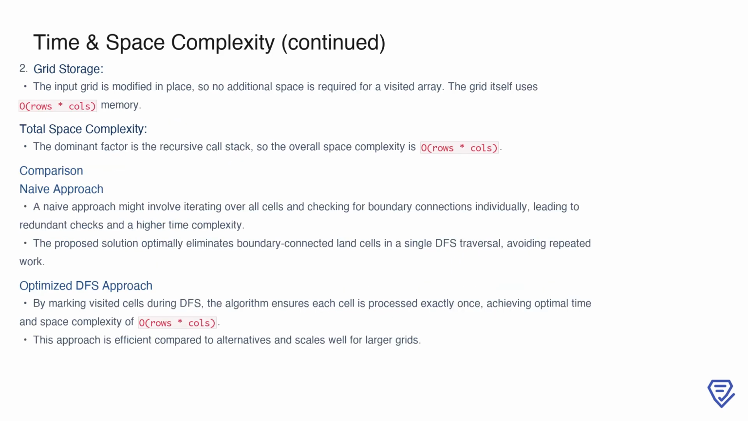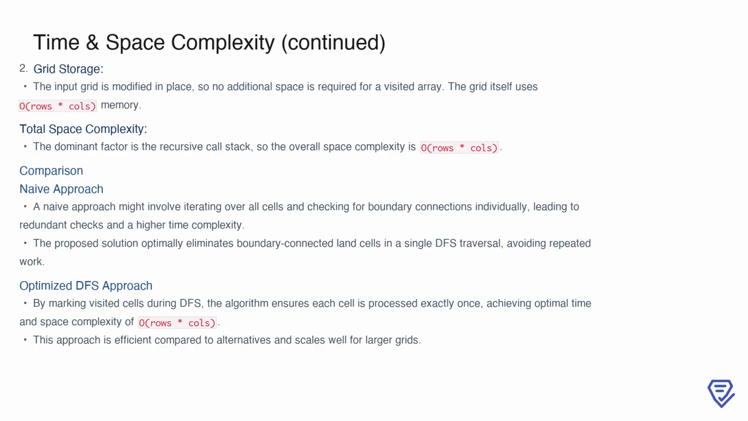Another aspect of space complexity is the grid storage itself. The input grid is modified directly during the DFS traversal, so no additional memory is allocated for a separate visited array. This means the space required for the grid is simply O(rows * cols), which is already part of the input size. Overall, the dominant factor for space complexity remains the recursive DFS call stack, leading to an overall space complexity of O(rows * cols).